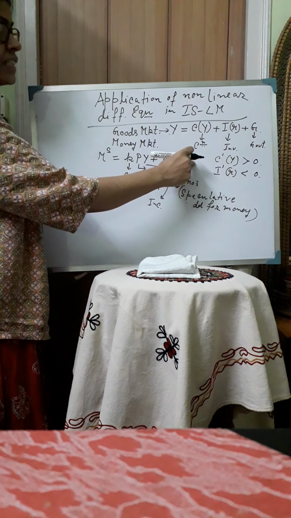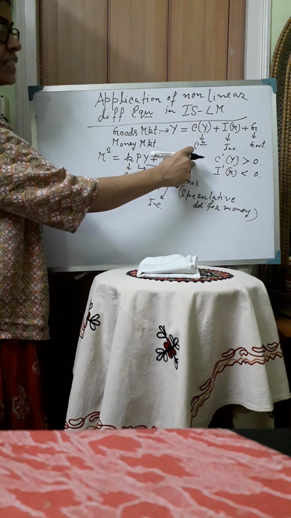Now when we are writing this equation, Y is equal to CY plus I(R) plus G, and Ms is equal to KPY plus L2(R), then we are assuming that in the goods market Y will adjust if there is some disequilibrium in the goods market, and in the money market R adjusts to correct any amount of disequilibrium.